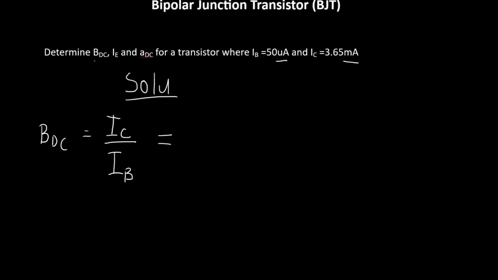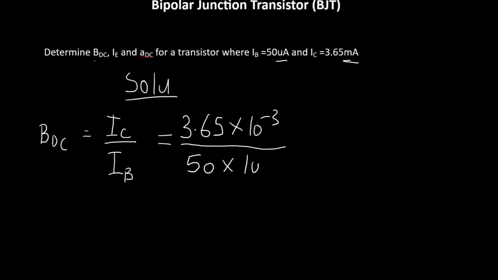So we are definitely going to be including our suffix. For our IC, we have 3.65 times 10 raised to the power minus 3, because of the milli, over 50 times 10 raised to the power minus 6. So at the end of the day, we have our answer to be 73. Remember, our alpha and beta don't have SI units, so we just write 73.